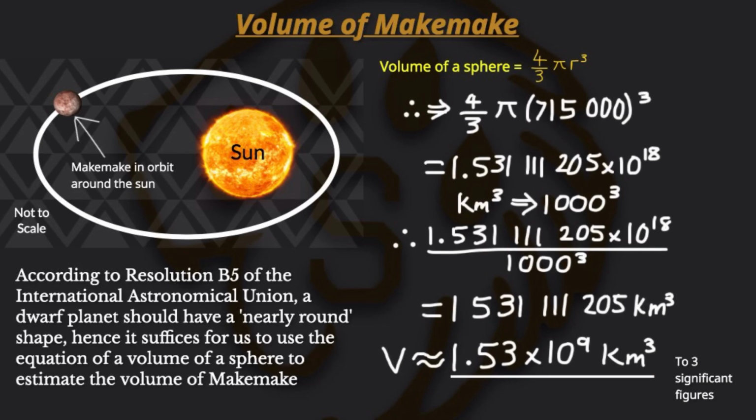Very common equation: the volume of a sphere is equal to 4 over 3 pi r cubed. In some cases you can have negative 4 over 3 pi r cubed, but in this case we're not dealing with anything that needs a negative sign. We can discard it for now. So we just say 4 over 3 pi r cubed, and in our case, like I said, we already know what r is, which is the radius of Makemake.